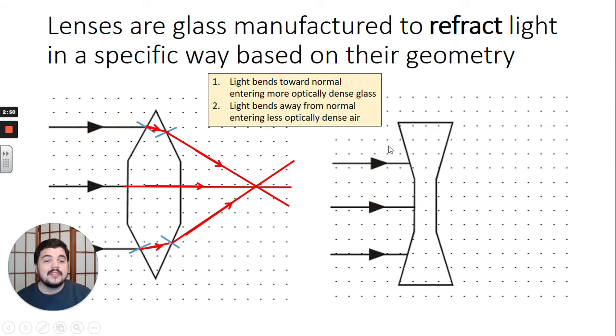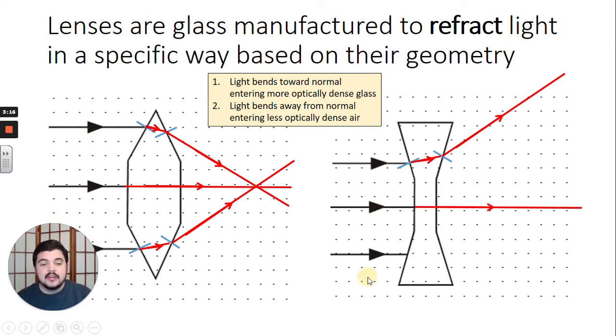All right, what about this other geometry, this hourglass shape here? Well, there's the normal, that's 90 degrees to the surface, and the light is still going to bend toward the normal in the glass. And then it leaves the glass, re-enters the air, and it's going to bend away from this normal. And when it does that, it bends way up there. Center ray, the light just passes right on through.